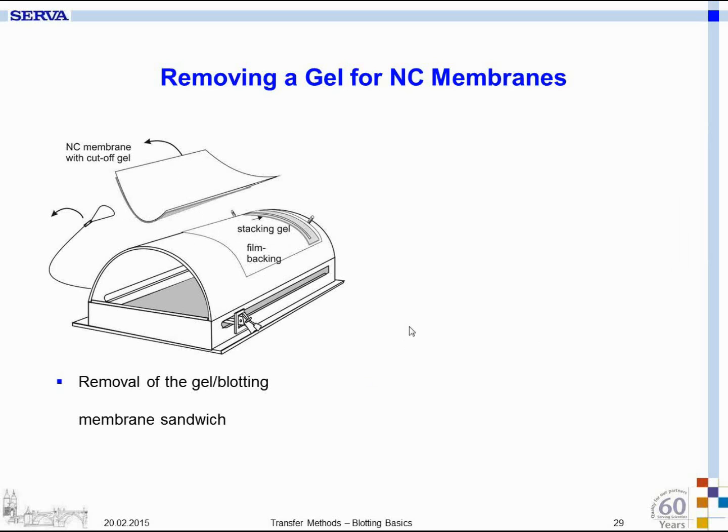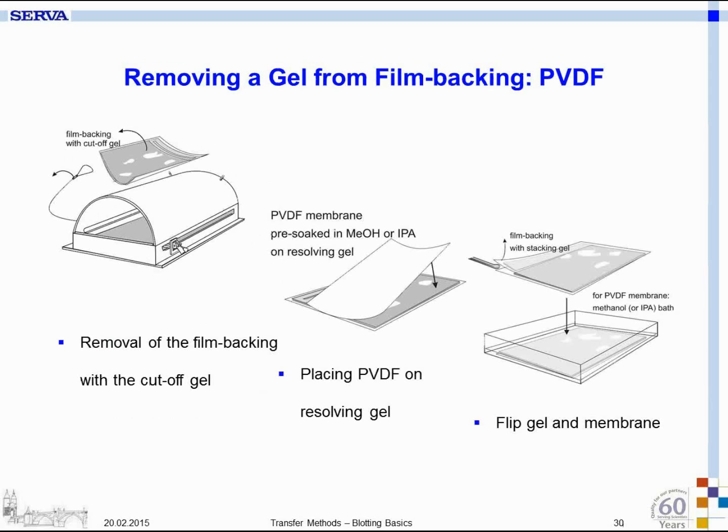So it makes life easier, particularly when you have large gels and thin gels and soft gels. That works quite well with the nitrocellulose, but when you want to use PVDF, you have to pre-soak the PVDF in alcohol first, and then it will not stick to the gel. So in this case, you do it in a different way.